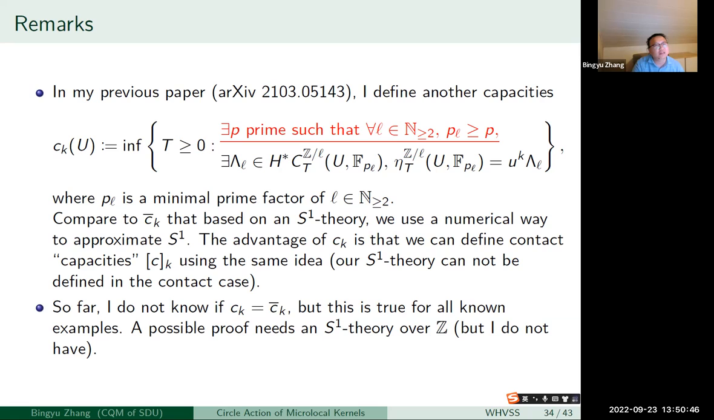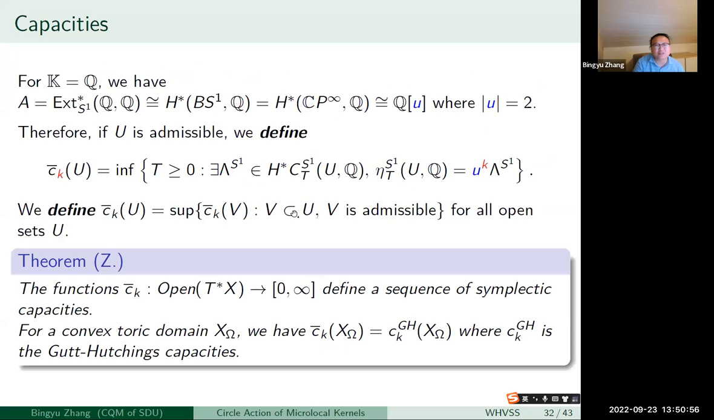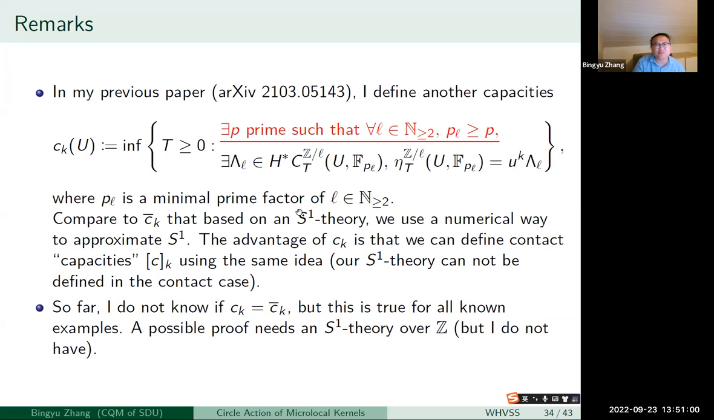And then actually, at the very beginning, to define a capacity, we need the action of the polynomial ring, and we need a fundamental class, and then the rest of the things is invariance. But we have all of them for the contact case.